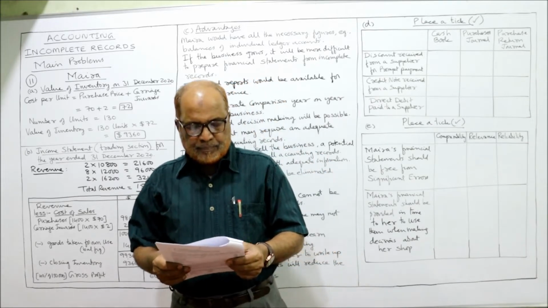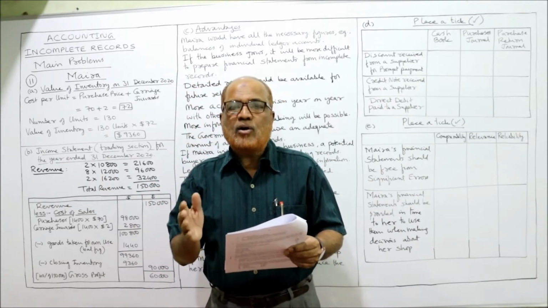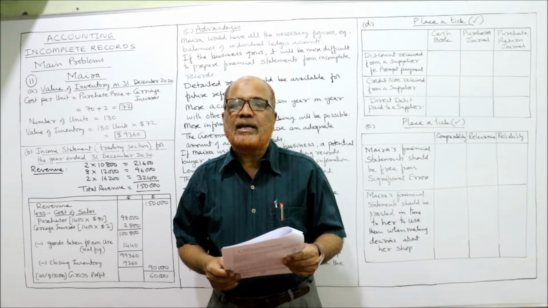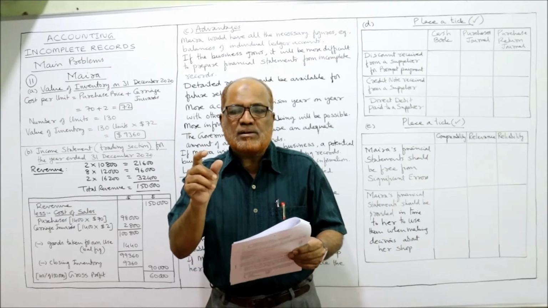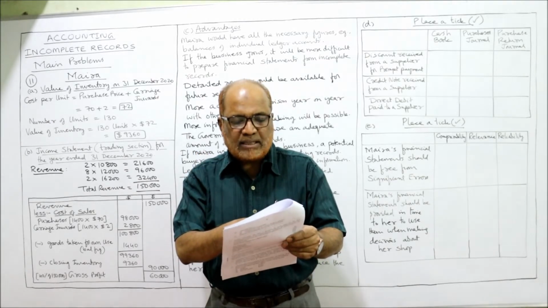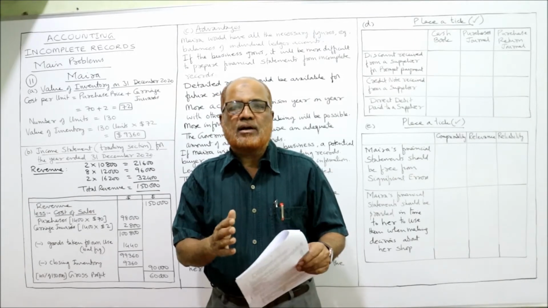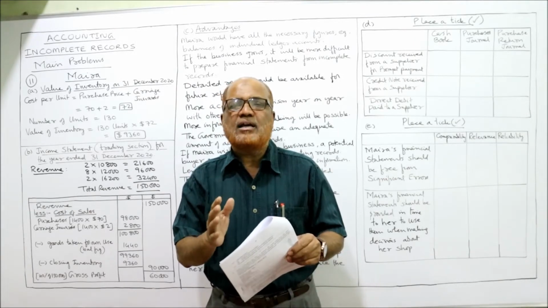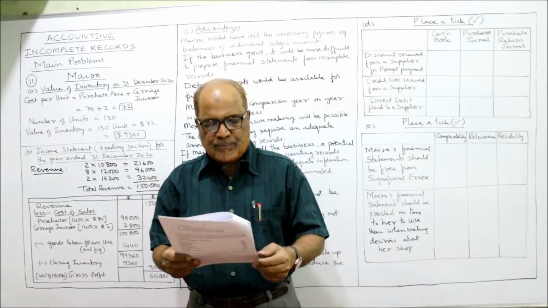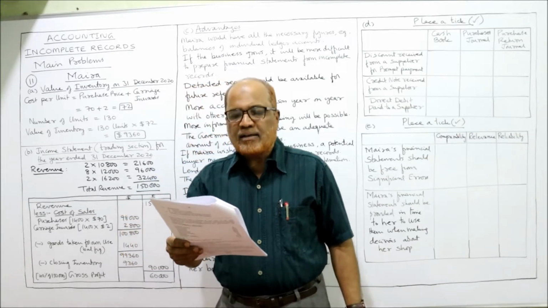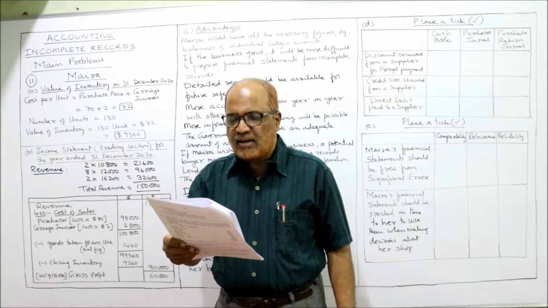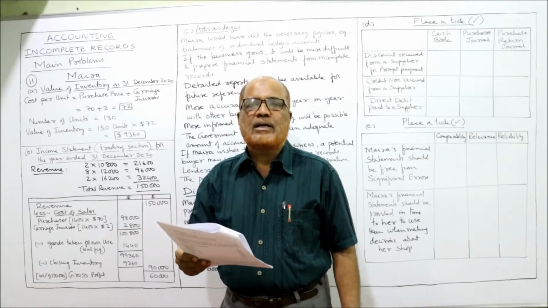Then inventory at the end of the year. The end of the year is 31st December 2020. On 31st December 2020, inventory was 130 units. So at the end of the year, 130 units are there in the inventory. Required: calculate the cost of Myra's inventory at 31st December 2020.